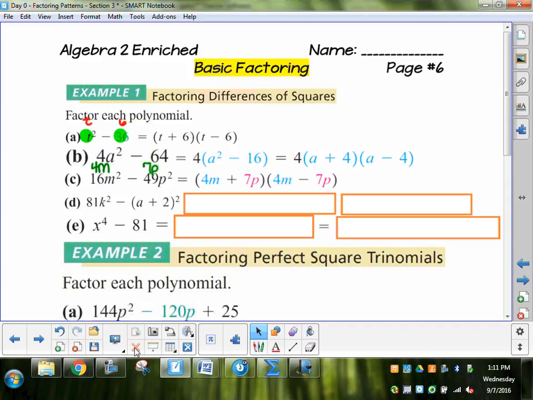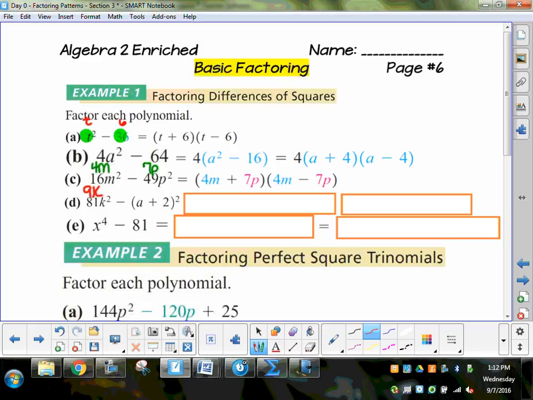All right. This next one's going to be a little bit awkward, and it's definitely an extension. Take a look at D. Is 81k squared a perfect square? Hands up, please, and you tell me what the square root of 81k squared is going to be. What's that? 9k. So I list that out up above. So I know that this is a perfect square. That's 9k being squared. Then on the right-hand side, I've got the quantity a plus 2 being squared.